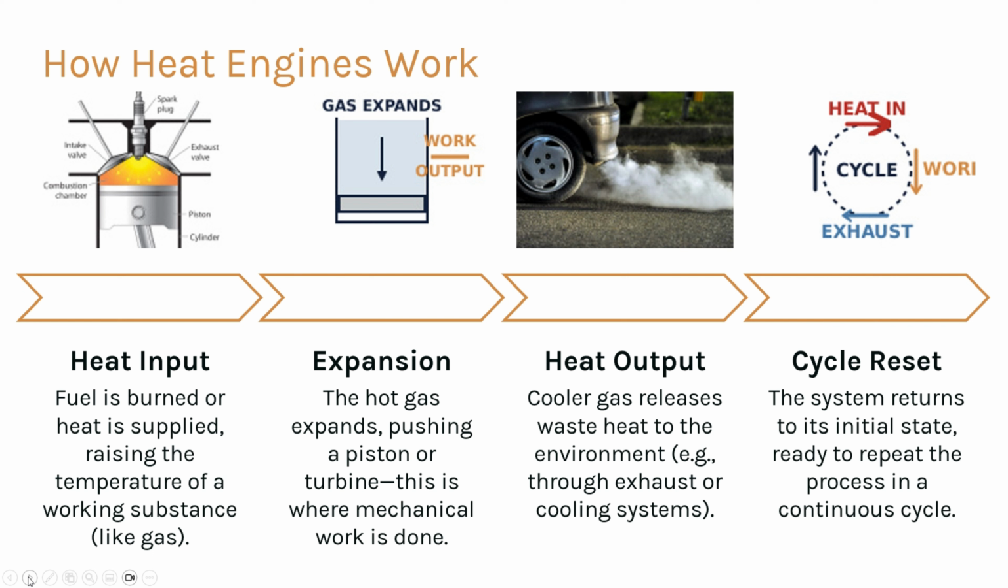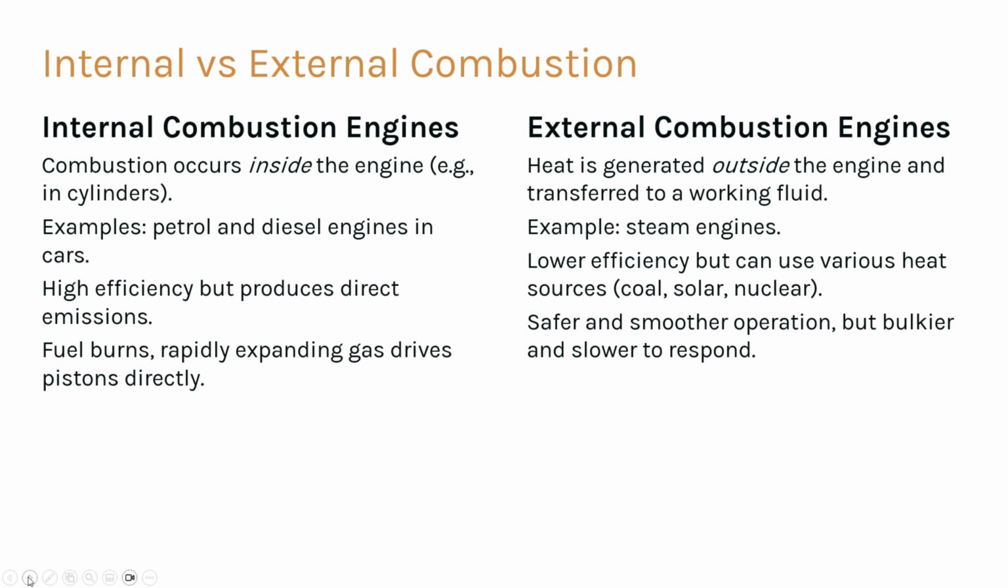Internal versus external combustion engines. There are two main types of heat engines. Internal combustion engines burn fuel inside the engine itself, usually inside cylinders. Petrol and diesel car engines are examples. They are relatively efficient but produce emissions directly. External combustion engines generate heat outside the engine and transfer it to a working fluid. Steam engines are an example. They are generally less efficient but can use many heat sources such as coal, solar energy, or nuclear power.